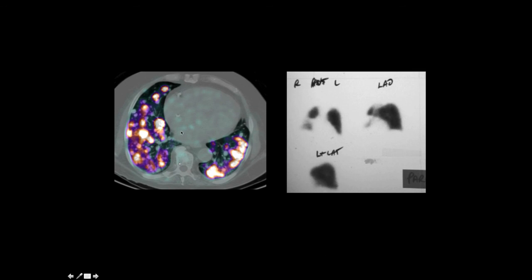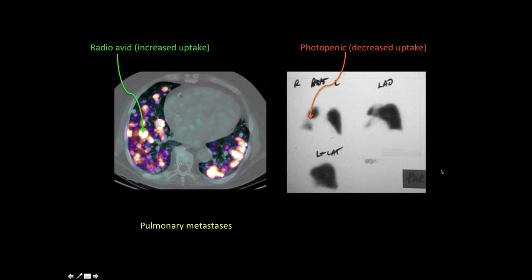Now here's an example of several areas that have increased activity or increased uptake, and this is seen in metastatic lung disease. And in this example here, there is an area that has decreased uptake, which is relatively photopenic to the remaining tissue, and this is the perfusion portion of a ventilation perfusion scan of a lung that has a pulmonary embolus in the right middle lobe.